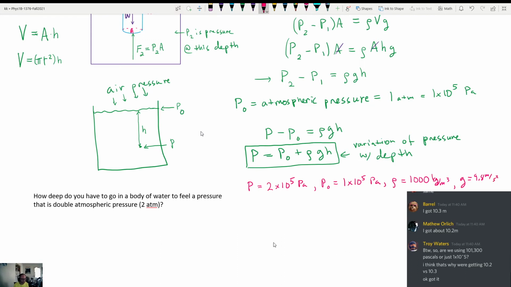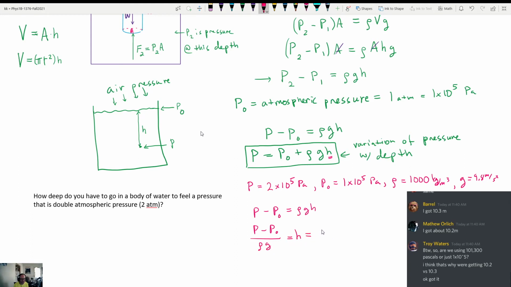Now, what I would like for you to do when you solve problems like this, if you can, you won't always be able to do this, is solve for that variable. So let's isolate it. Let's take P naught and move it to the left-hand side, and let's divide by rho g, so we get P minus P naught divided by rho times g is equal to h.